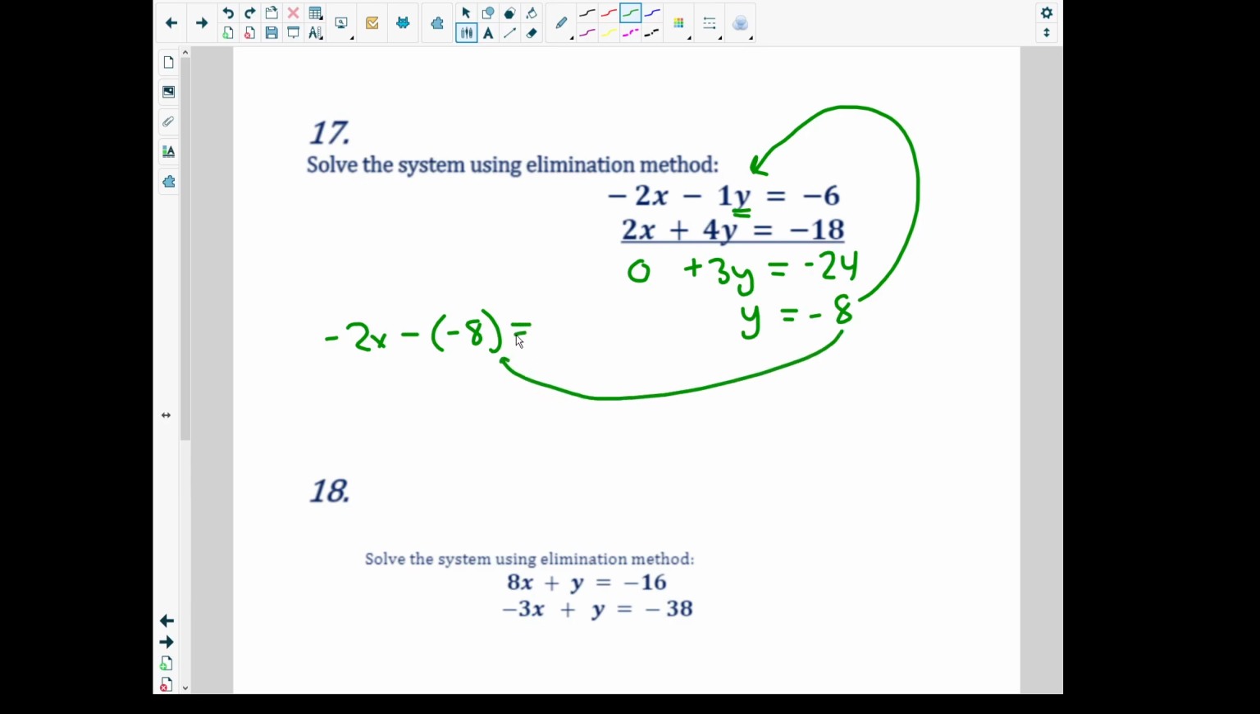Equals negative 6. Okay. So negative 2x plus 8 equals negative 6. Negative 2x equals negative 14. I just subtracted 8 from both sides. And then I'm going to divide by negative 2. And x equals positive 7.